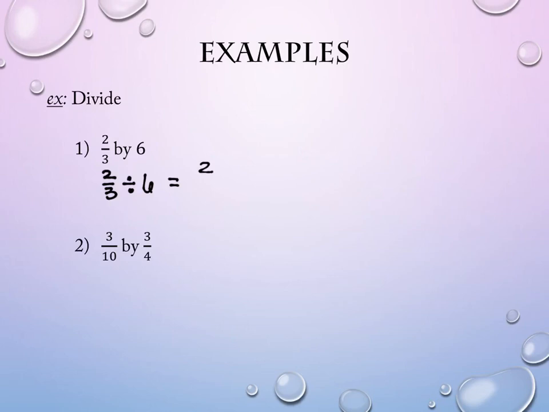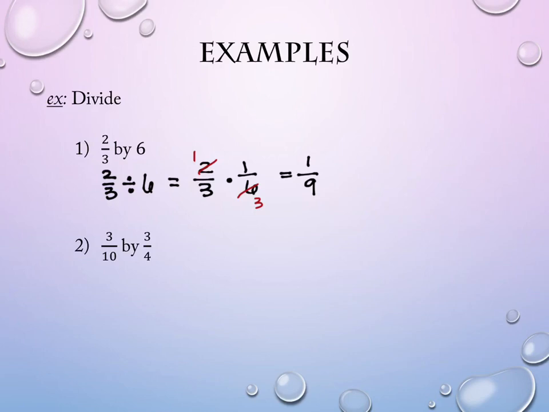So the 2/3 is going to be multiplied by the reciprocal of 6, which is 1 over 6. Then we're back to using multiplication: straight across the top, straight across the bottom, and reduce, or reduce and then multiply. I reduce the 2 and the 6, which gives me 1 and 3. Then I multiply. Across the top I get a 1, and across the bottom I get a 9. So 2/3 divided by 6 is 1/9.